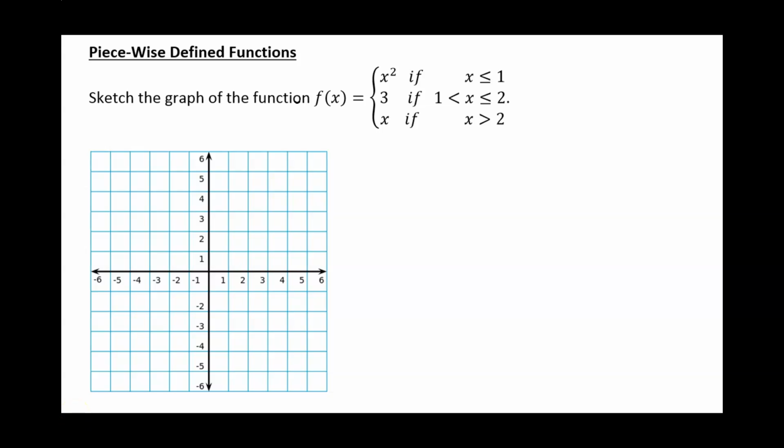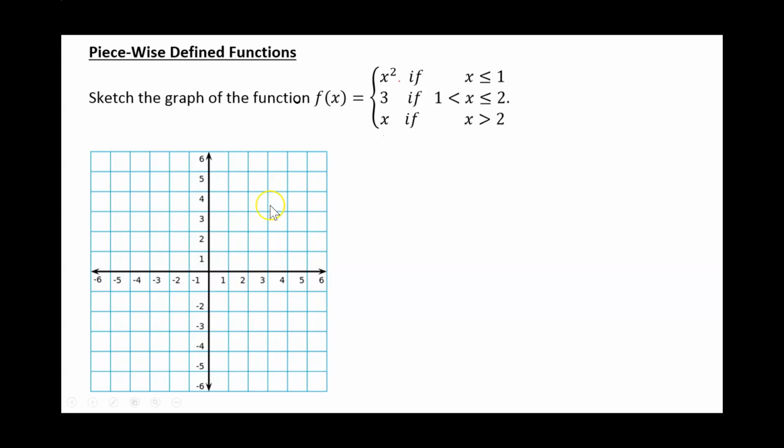Let's look at how you can graph a piecewise defined function. A piecewise gets its name because it literally is defined in pieces. It tells you if your x value is less than or equal to 1, we want you to use x squared. If your x value is between 1 and 2, we want you to use 3. And if your x value is greater than 2, then we want you to use x.